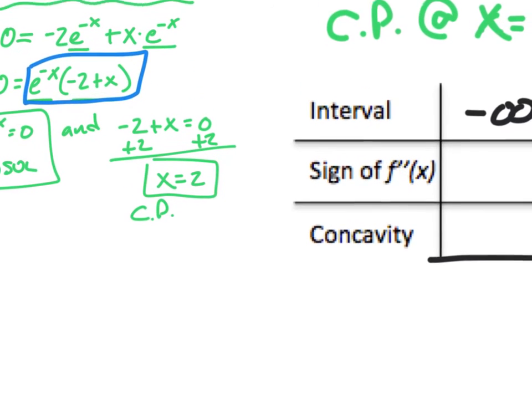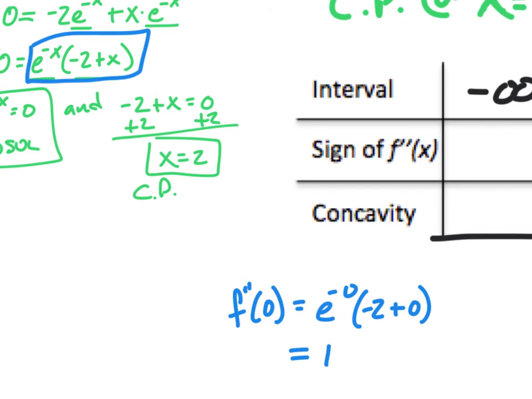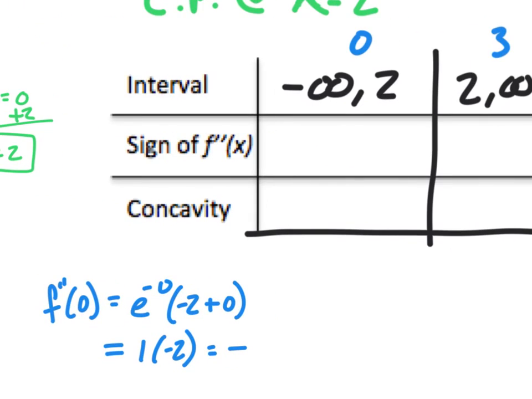So I'm going to do f double prime of 0, and that's going to give me e to the negative 0 times negative 2 plus 0. And so that's going to give me 1 times negative 2, which is just going to give me a negative value. So I'm going to come over here and put that we're negative. So then my graph is going to be concave down.